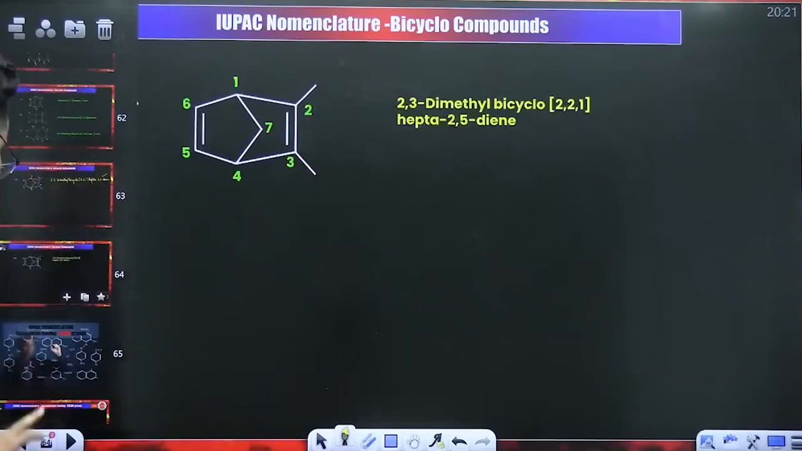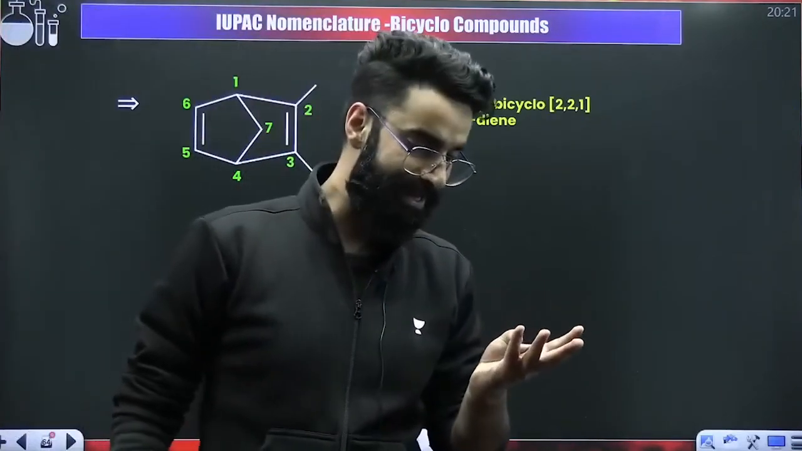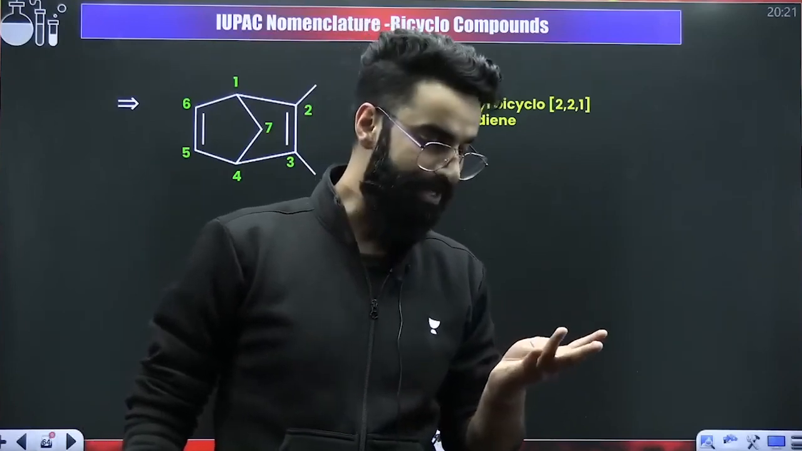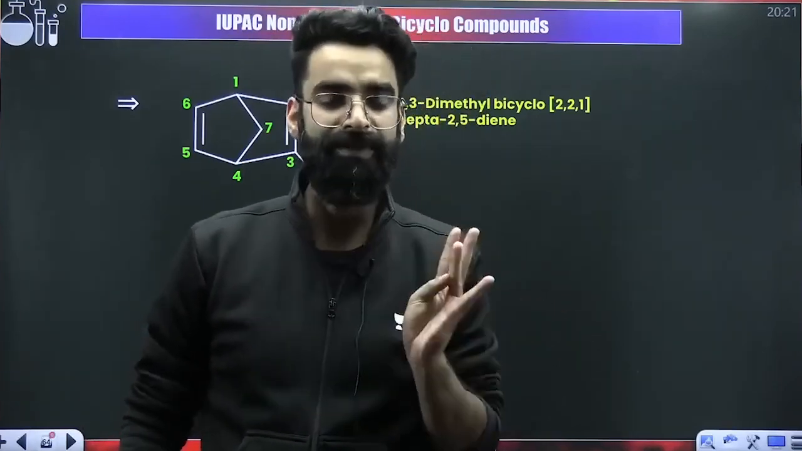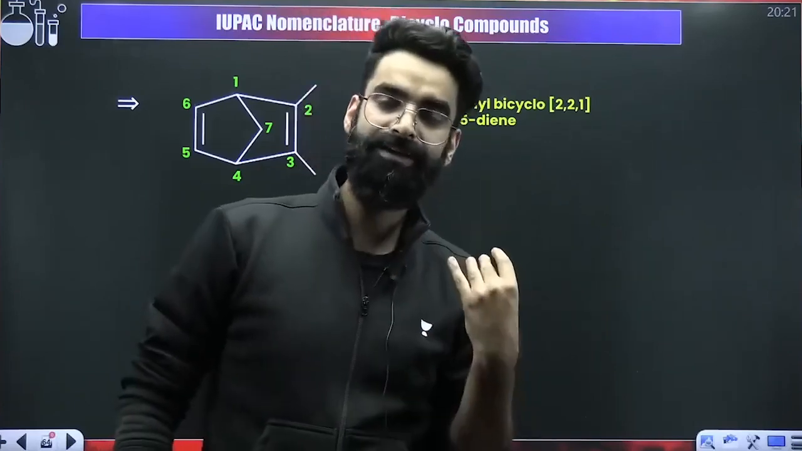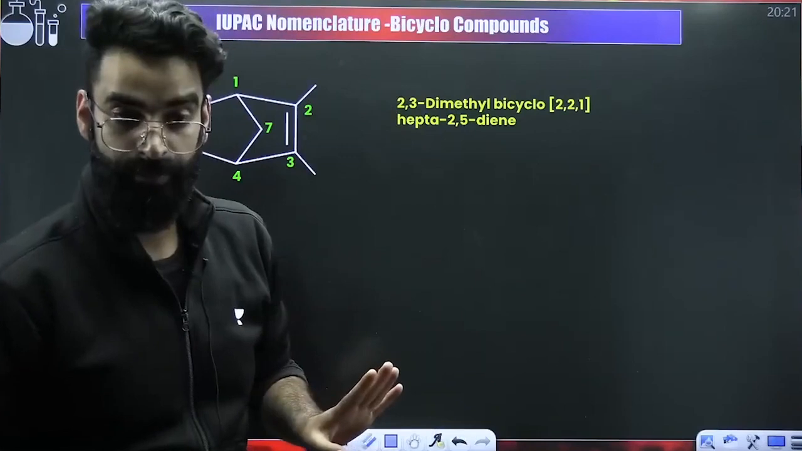Okay. So with this, people, we are done with alkanes, alkenes, alkynes, cyclic, spiro, and bicyclo, right? Let's take a break for 15 minutes. Get back and we'll see the compounds containing functional groups, right?